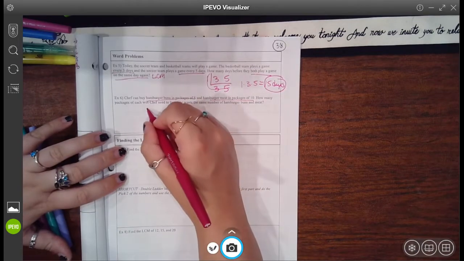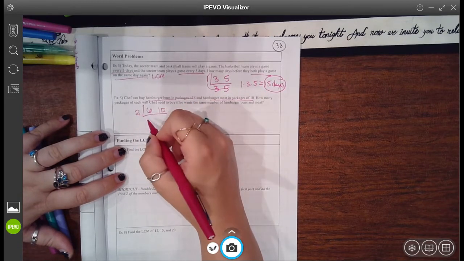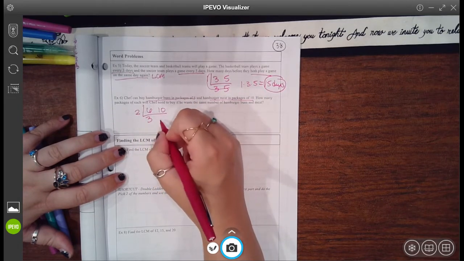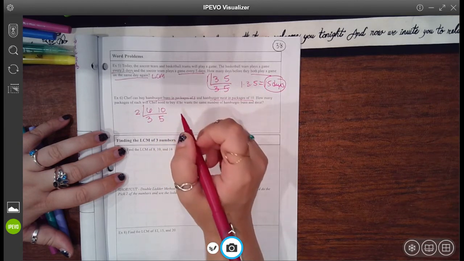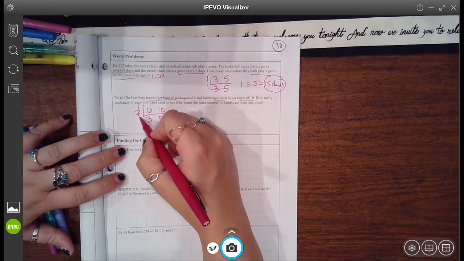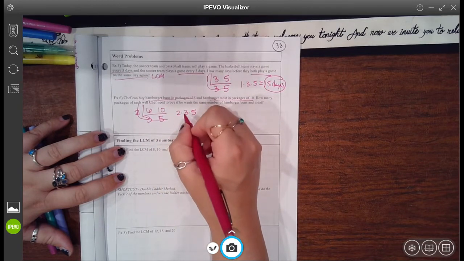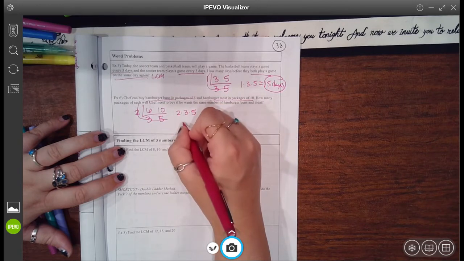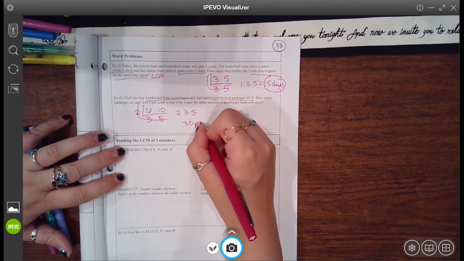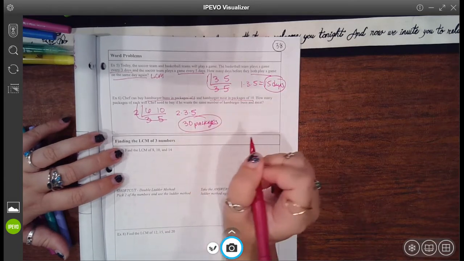Okay, so you have 6 and 10. What can go into both? Well, 2 can, because 2 times what is 6? 3. And 2 times what is 10? 5. So then I can't keep going, so I'm going to multiply all those. You have 2 times 3 times 5. Well, 2 times 3 is 6. 6 times 5 is 30. So that's 30 packages. It's a lot, huh?